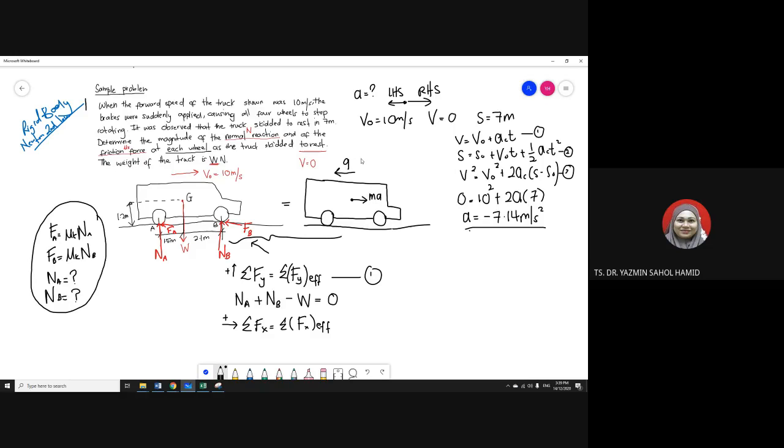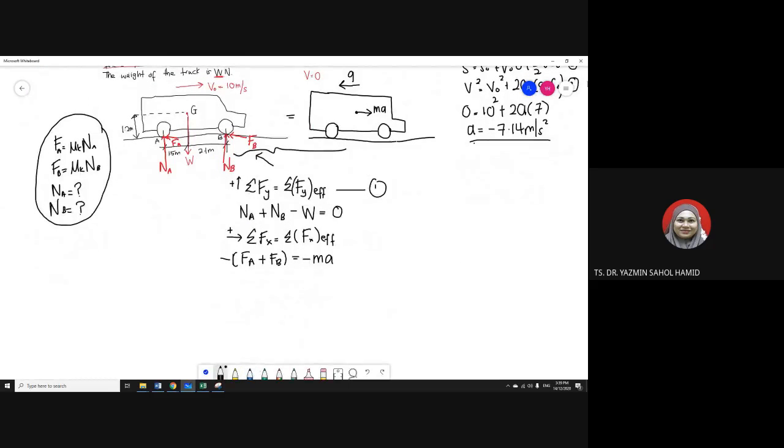Okay, your acceleration. Now if you want to write the equation for the summation of forces in x, it will be negative. You can put in negative FA plus FB because it's in that direction, negative, equals negative ma. Okay, now you have FA, FB, ma, and you have A.